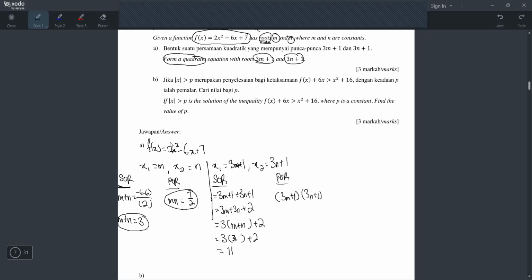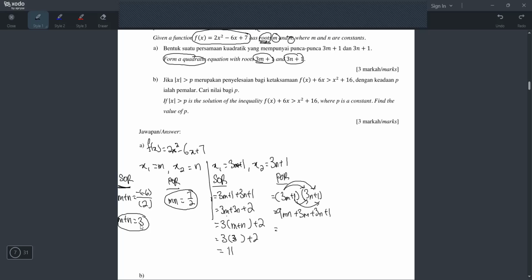You cannot take this c and this a because this equation is a different equation. The equation for these roots, I don't even have it. So if you don't have it, you don't have to write the equal, just put it in front. And then now you expand this: 3m times 3n, 9mn, sorry, almost made a mistake, 9mn. And then the next one will be 3m times 1 will be 3m, and then 1 times 3n will be 3n, and then 1 times 1 will be 1.